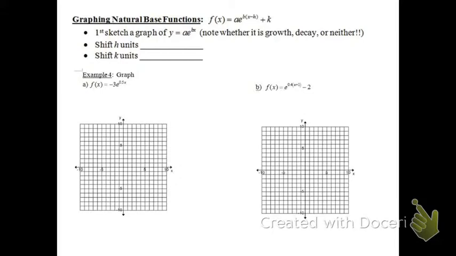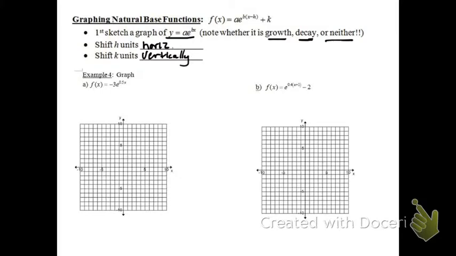Please keep in mind the parent function, once again, as always, just ignores h and k, which leaves you with the following. It helps at that point to note whether the function is going to be growth, decay, or neither, so you know you're graphing it correctly. And then just remember, you will want to shift accordingly. So I'm going to shift h units horizontally and k units vertically.